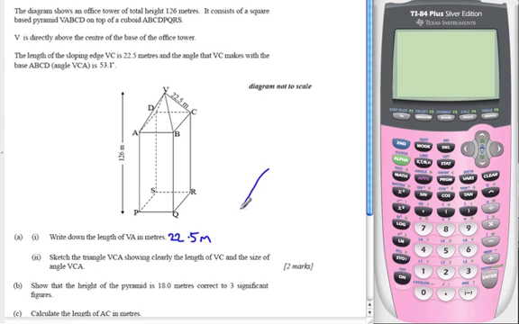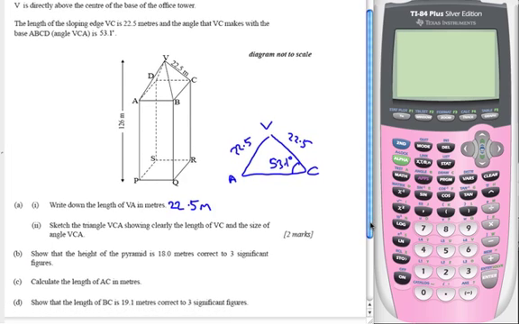Sketch triangle VCA showing clearly the length of VC and the size of the angle VCA. Alright, well, VCA, there's V, there's A, there's C. That's 22.5. That's also 22.5. And VCA is from V to C to A. So this angle here is 53.1 degrees. Right, next up.